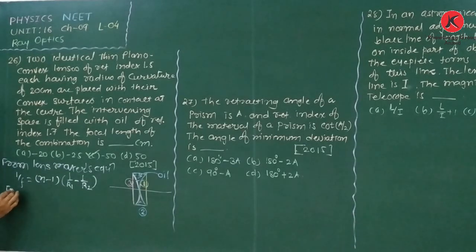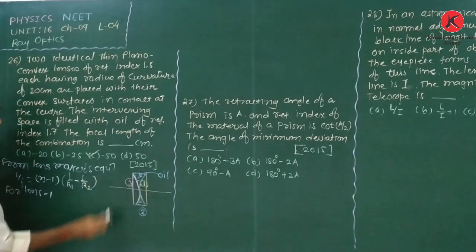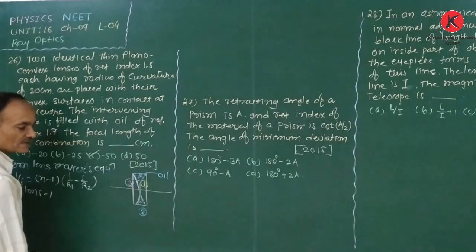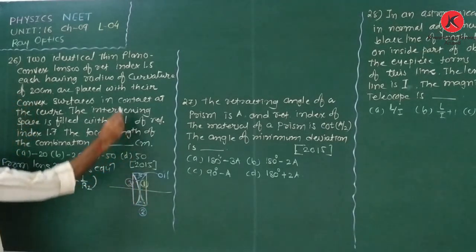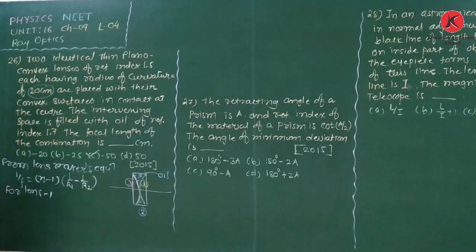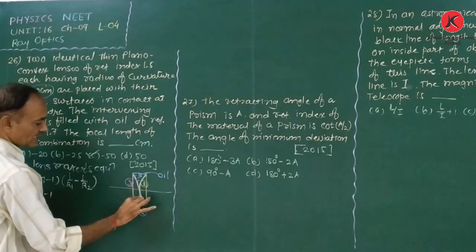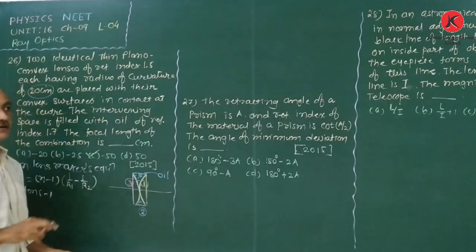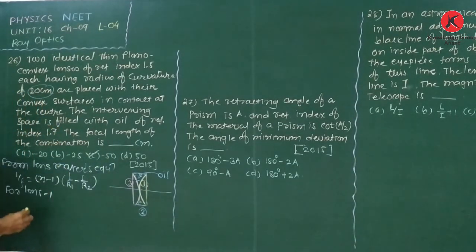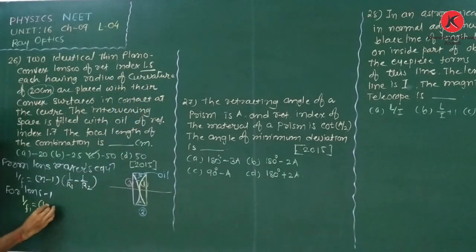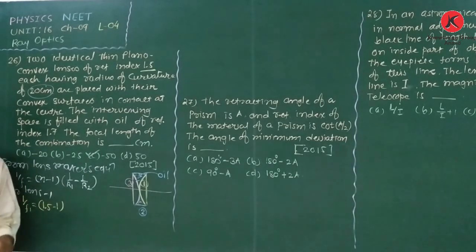For lens 1, this lens, the second curved surface has radius of curvature R2 equal to minus R, and R is given as 20 centimeters. The first surface of this lens is plane, therefore R1 is infinite. Therefore 1/f1 equals the refractive index of this glass lens, 1.5, minus 1.